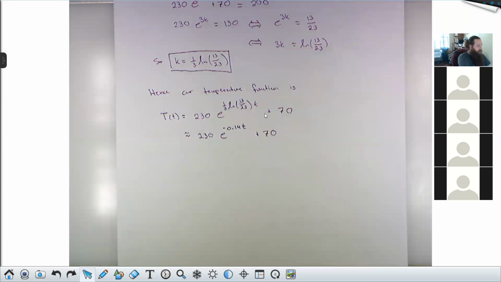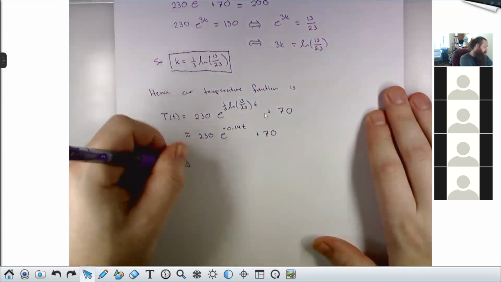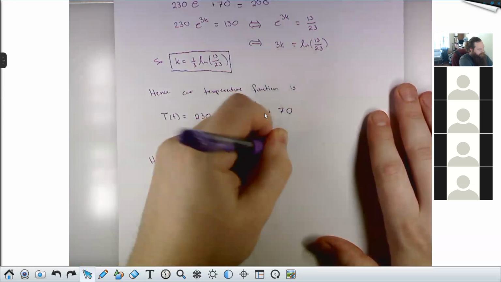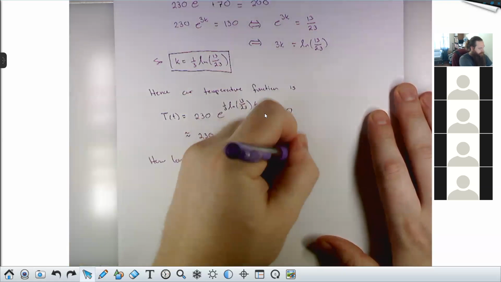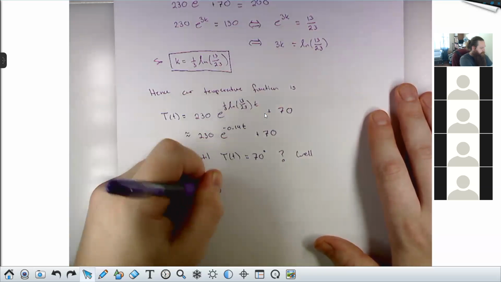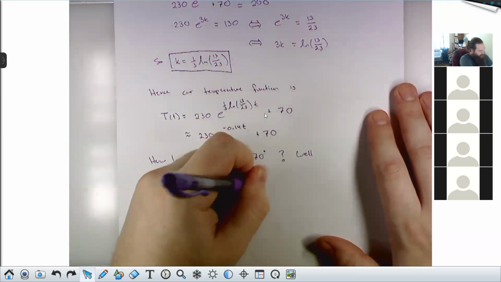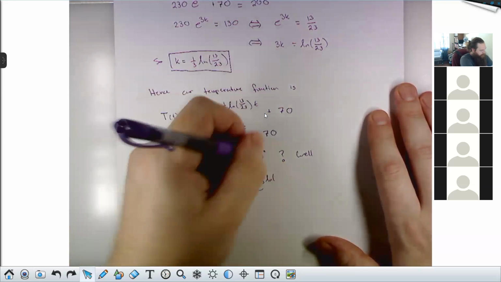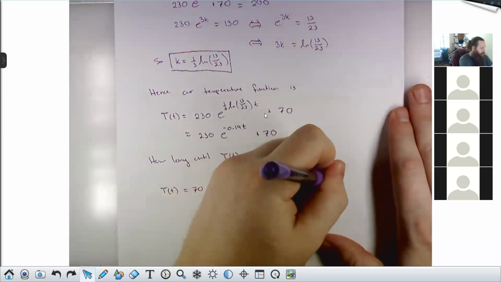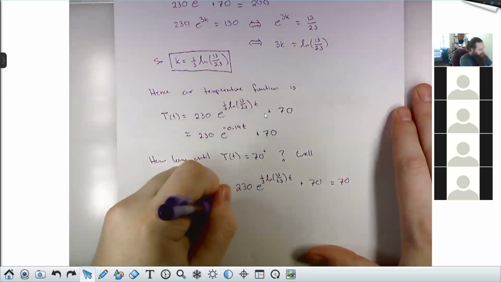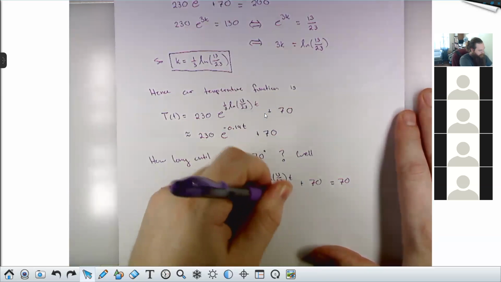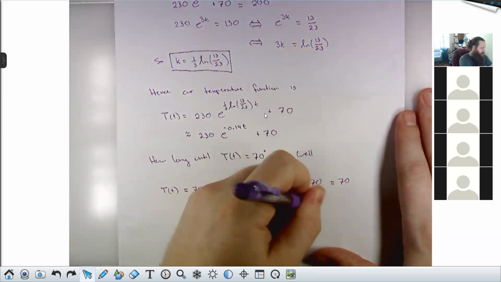All right, they asked us how long until the temperature is exactly equal to 70 degrees. Well, T equals 70 if and only if 230 e to the 1/3 ln 13/23 t plus 70 equals 70, which is equivalent to saying that this exponential is 0. Which never happens.